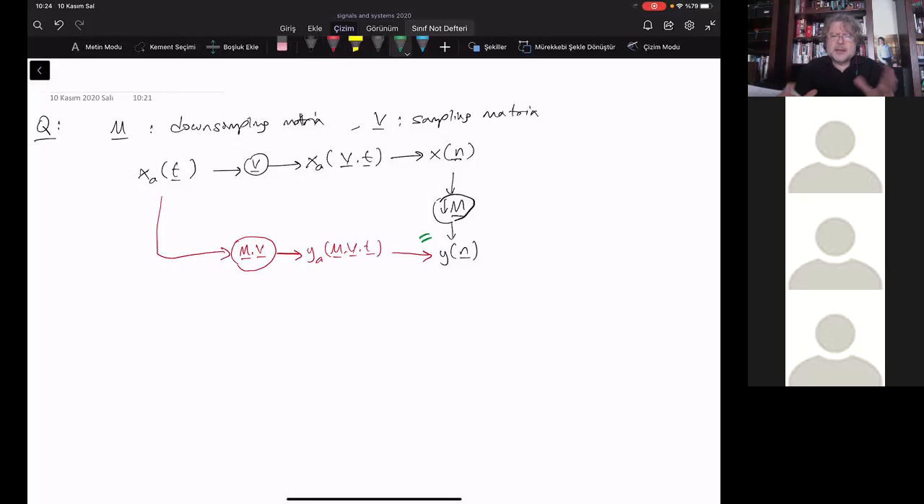In other words, if you first sample your analog signal and then downsample it, it is equal to immediately sampling it with a different sampling matrix that incorporates both the sampling and the downsampling. So if your sampling is M times V, then it actually makes the downsampling beforehand. It is quite trivial and it's very obvious to see it in time domain, but I want you to show this to prove equality in frequency domain.